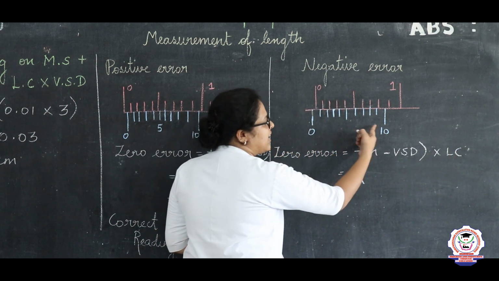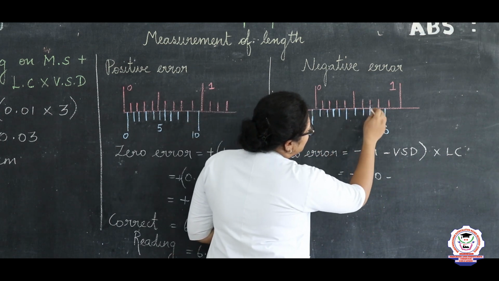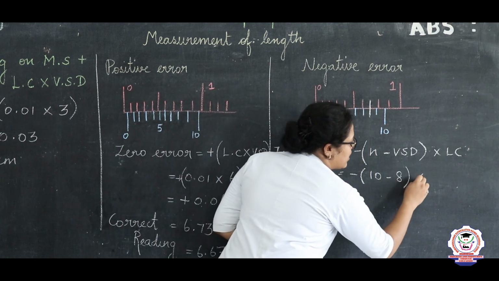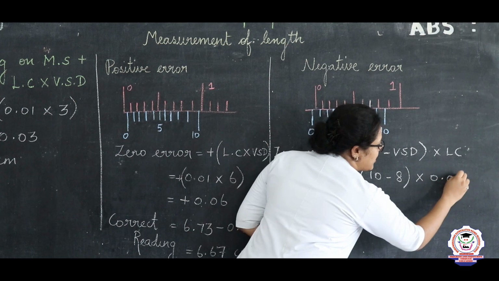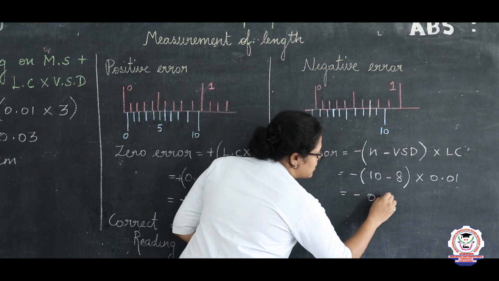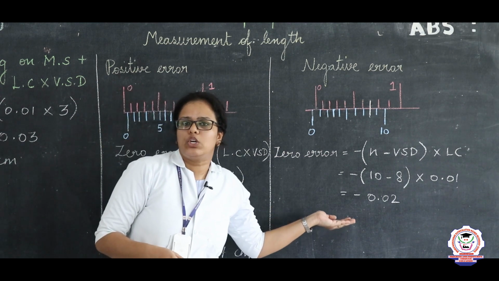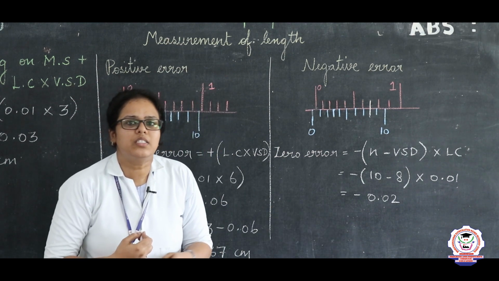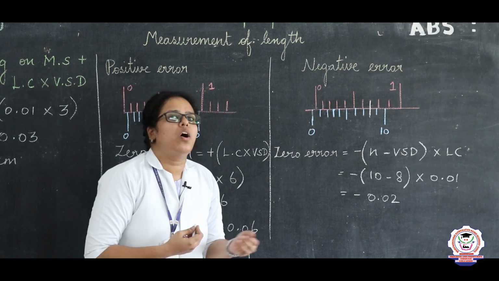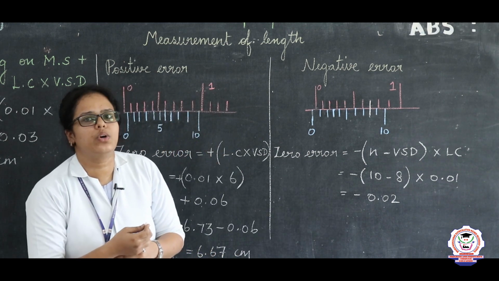Here, what is the vernier scale division? It is 10. And what is the coinciding division of the vernier? Here the vernier is coinciding on the 8th division. So it is 8. Into what is the least count of the vernier we have used? It is 0.01 centimeter. So from this I can find the error as 0.02. So here the negative error is 0.02. All the values measured using the vernier which has a negative zero error will be smaller by 0.02 compared to the vernier which has no zero errors.